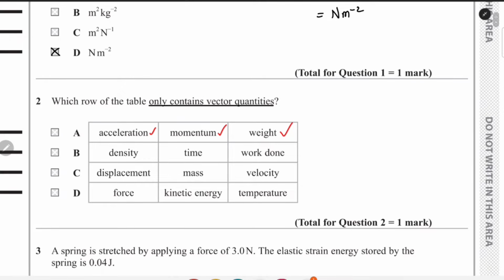In this case, density is not a vector. In this case, mass is not a vector. Time and work done are also not vectors. Here mass is not a vector, and in the last one, kinetic energy and temperature are not vectors. So A is the answer.